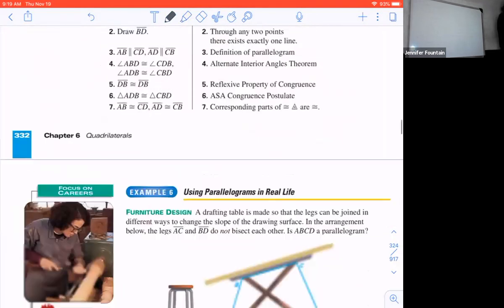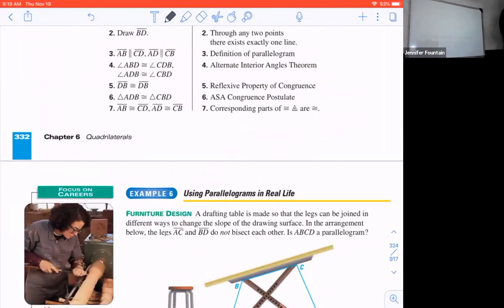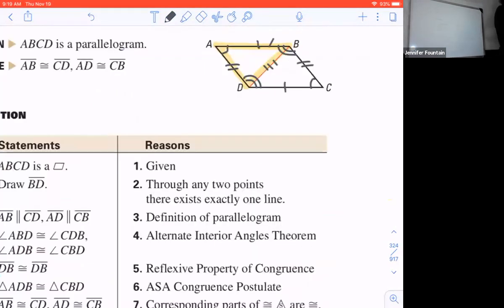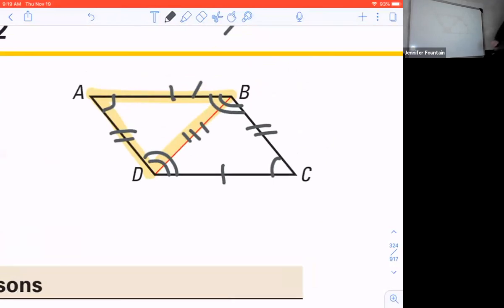Oh, could it also be angle side angle? You could, yes, I'm sorry, you could use angle, side, angle. So notice that's what they used was angle, side, angle. So remember, angle, side, angle, or I could have angle, side, angle. So there's all different ways to use that.